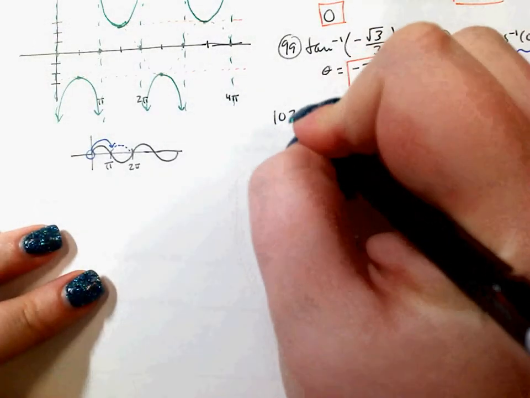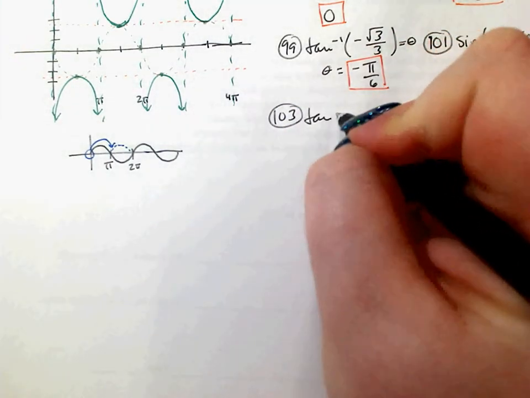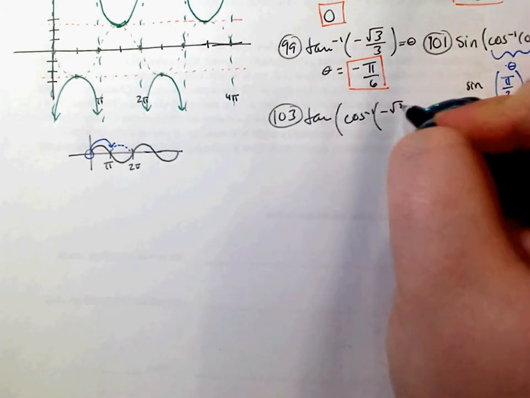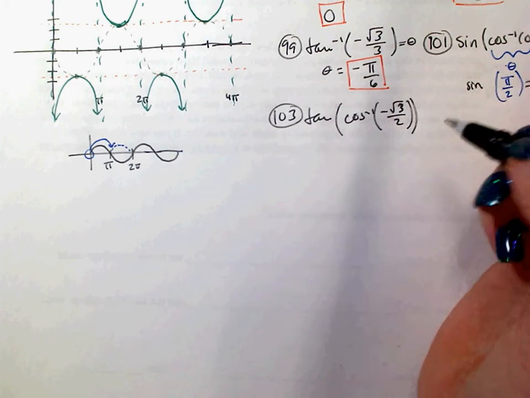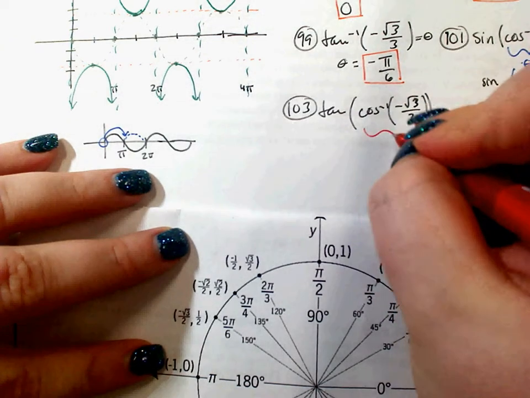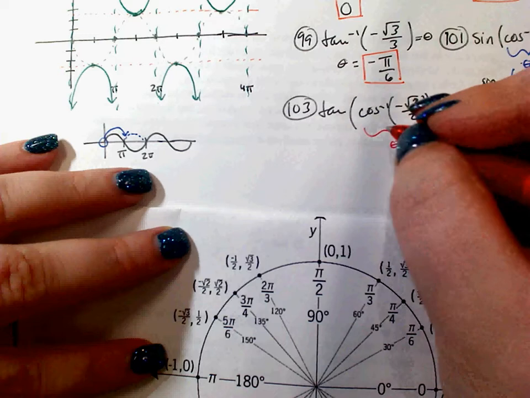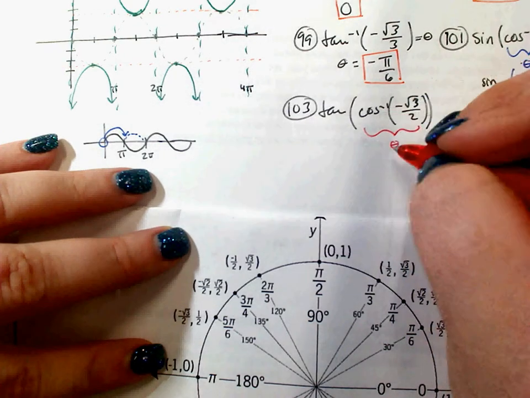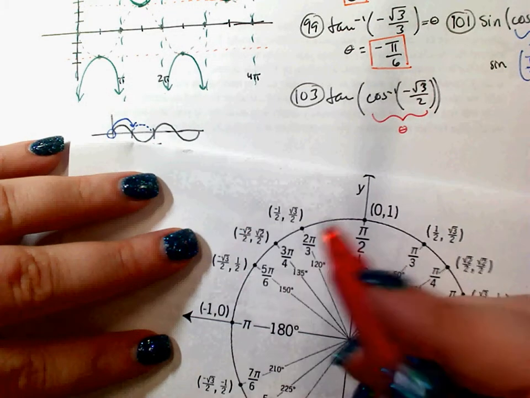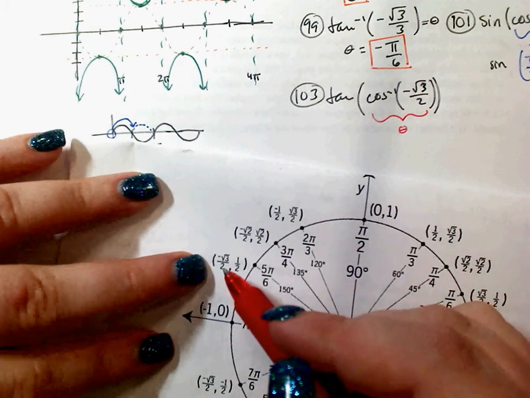103. Tangent of cosine inverse of negative square root of 3 over 2. Okay. So again, this is an angle. So it's asking, cosine inverse of negative square root of 3 over 2 is an angle. And what you ask yourself is, cosine of what angle is that? So cosine exists from here to there. Cosine's only negative in the second quadrant for what we exist for. So cosine is negative square root of 3 over 2 at 5 pi over 6.